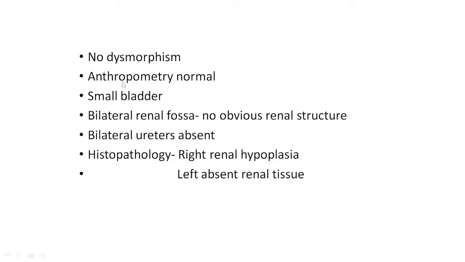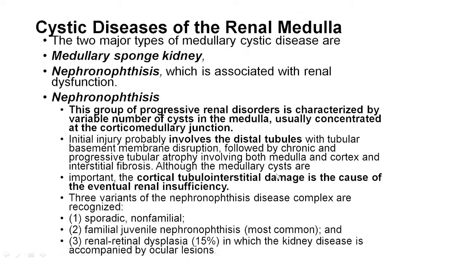So, no dysmorphism, anthropometry normal, small bowel, bilateral renal fossa, no obvious renal structure is identified on the ultrasound, bilateral ureter absent. So, then there is no other choice than the termination of that fetus, they have to terminate. And on the histopathology, right renal hypoplasia, left absent renal tissue. The cystic disease of renal medulla.